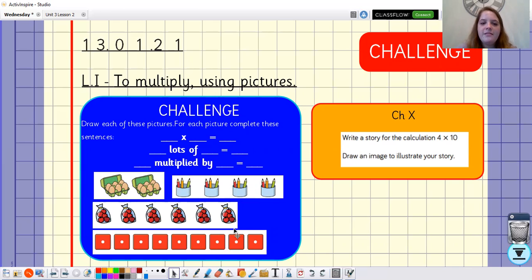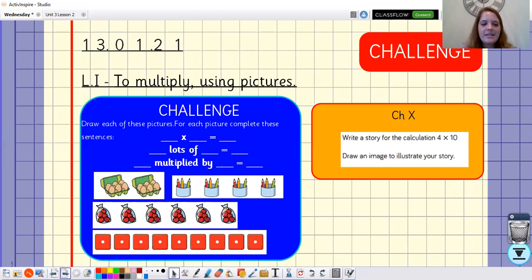Okay, so that's your main task for today. Once you've done that, again, we've been working really hard on this the last couple of lessons. I want you to write a story for our Challenge X, a story for the calculation 4 multiplied by 10, or 4 groups of 10. Now, once you've written your multiplication story, I want you to draw a picture underneath to illustrate it. So if you were writing about football teams, you may want to draw a picture of those football teams there, which might then help the reader to work out the answer. Okay, so that's your challenge X for today.